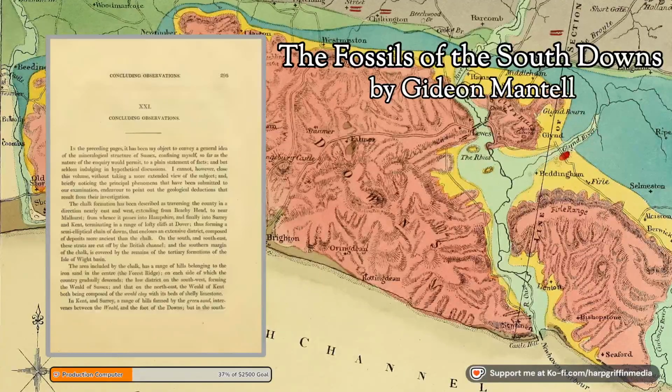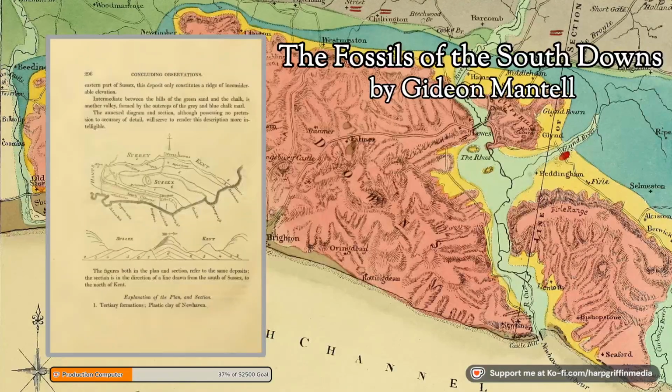The area included by the chalk has a range of hills belonging to the iron sand in the centre, the Forest Ridge, on each side of which the country gradually descends. The low district on the southwest, forming the Weald of Sussex, and that on the northeast, the Weald of Kent, both being composed of the Weald clay with its beds of shelly limestone. In Kent and Surrey, a range of hills formed by the green sand intervenes between the Weald and the foot of the downs. But in the southeastern part of Sussex, this deposit only constitutes a ridge of inconsiderable elevation. Intermediate between the hills of the green sand and the chalk is another valley, formed by the outcrops of the grey and blue chalk marl.